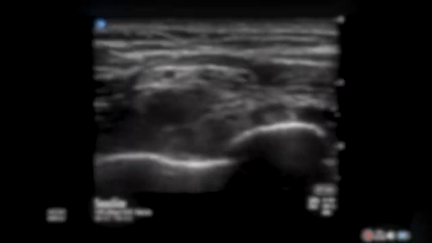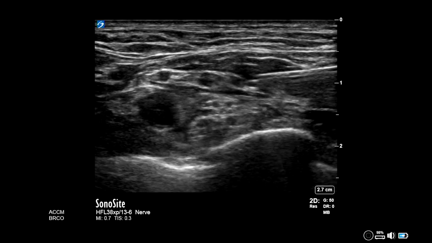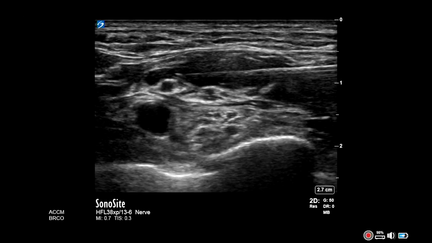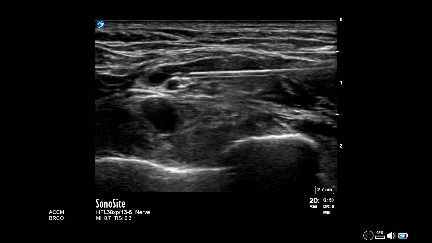Here we're repositioning the needle to be above the superior trunk and just below the prevertebral fascia. We're able to visualize the fascia dissecting off of the superior trunk.